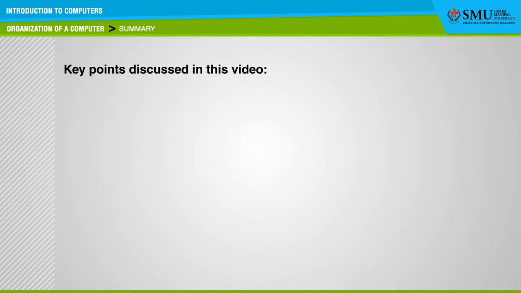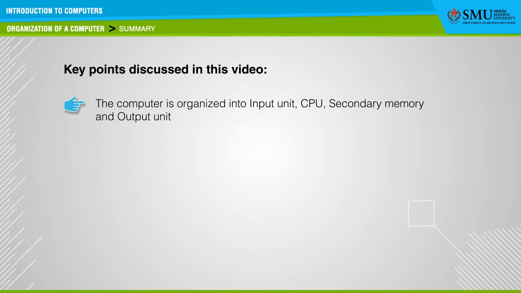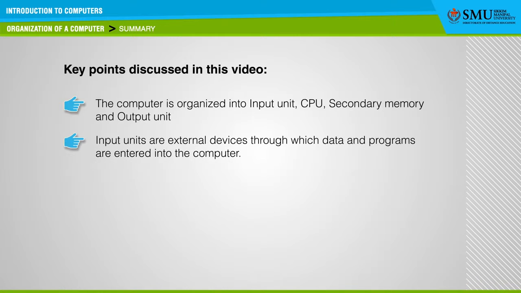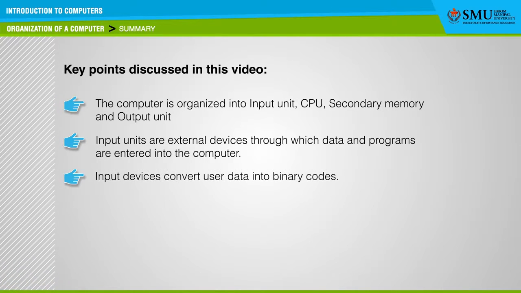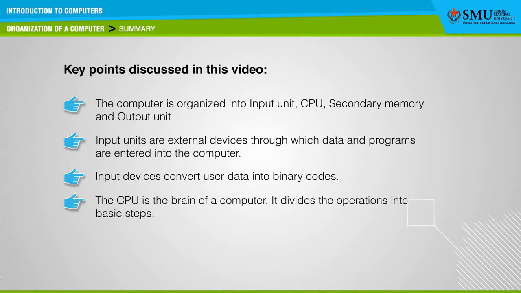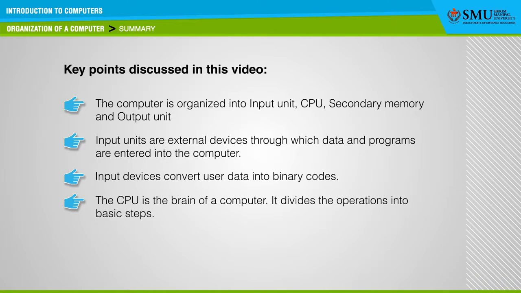Key points discussed in this video. The computer is organized into input unit, CPU, secondary memory, and output unit. Input units are external devices through which data and programs are entered into the computer. Input devices convert user data into binary codes. The CPU is the brain of a computer. It divides the operations into basic steps.